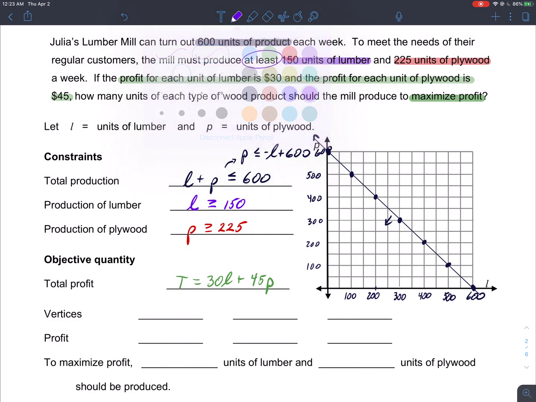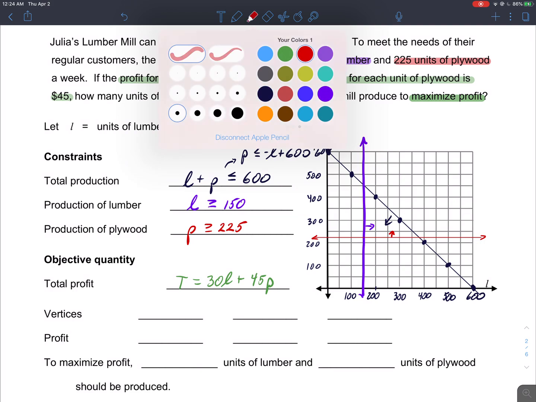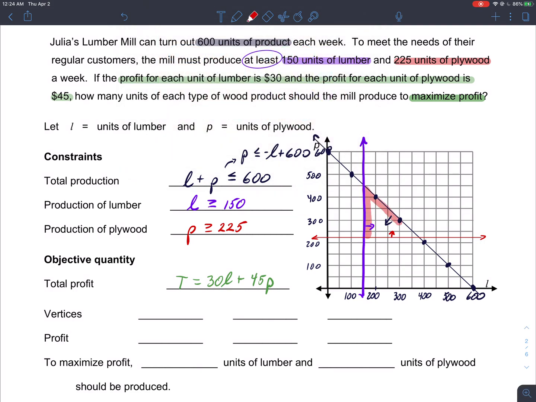Okay, moving on. The purple constraint says L, which is a vertical line basically. L must be greater than or equal to 150. So if I find 150, that is here, and I'm greater than or equal to that, so I am to the right of that line. All right? And then P must be greater than or equal to 225. Well, 225 is going to be kind of right through the middle of this. That wasn't quite through the middle. Let me see if I can try that again. That was better. Right through the middle, and I'm graphing above that line. Why is it above? Because it said greater than or equal to, right? So you can clearly see now, I hope, that I am constrained to this region inside this little triangle.